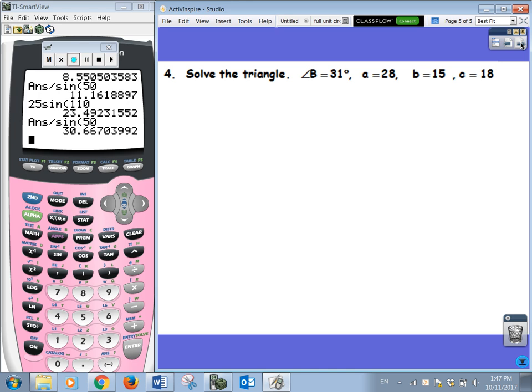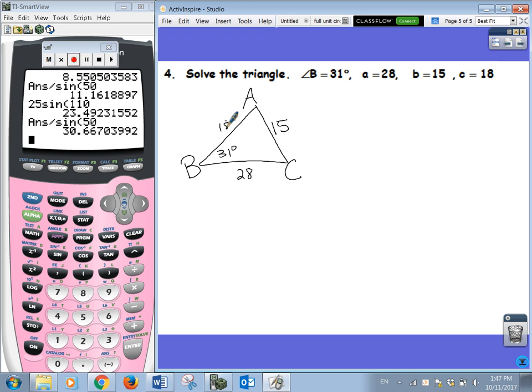All right, so here's one a little bit different. It gives us three sides and only one angle, so 31 degrees, which is angle B. So that means this is side B. If we say this is angle A, then this is 28. And if we say this is angle C, then this is 18. Now, this is where that first statement, law of sines will not give you an obtuse angle, is very important. All you have to do is be sure you don't find the biggest angle first.